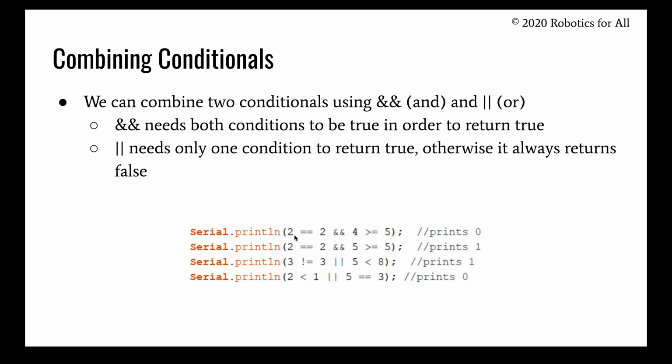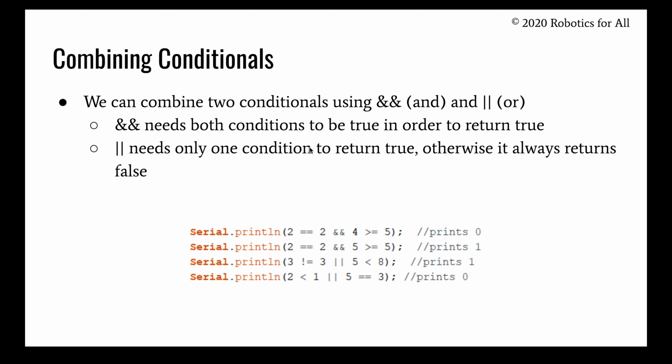So 2 equals 2, that's true. And then 4 is greater than or equal to 5, that's not true. In order for and to be true, both of the sides need to be true. So in this case, this is true, this is false, so the entire thing is false. And this one, 2 equals 2, that's true. 5 greater than or equal to 5, that's true. So using and, since they're both true, the entire thing is true.